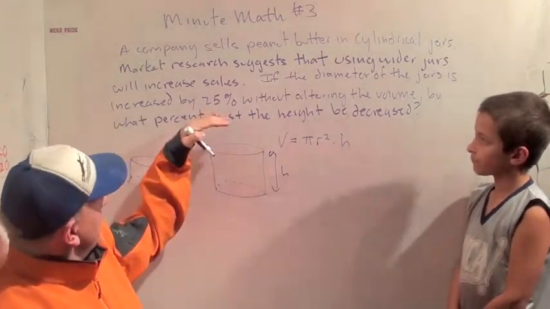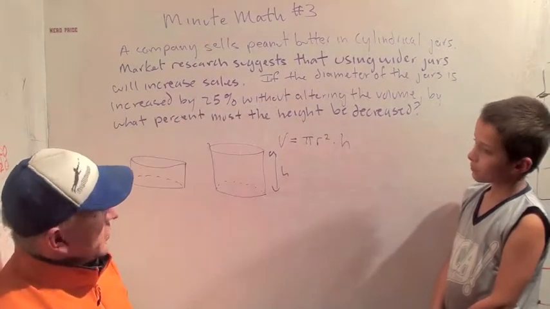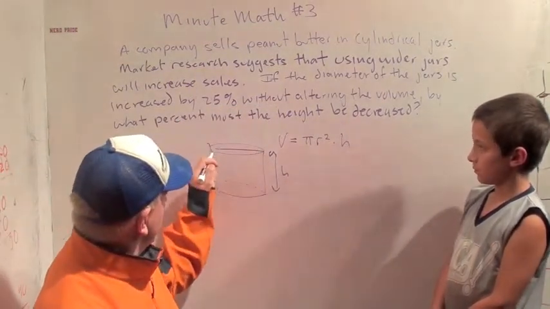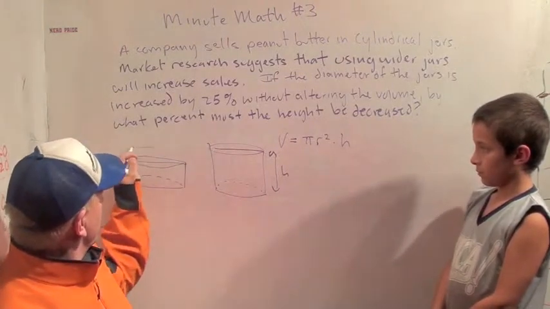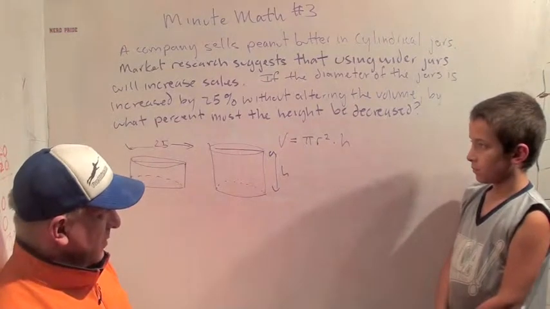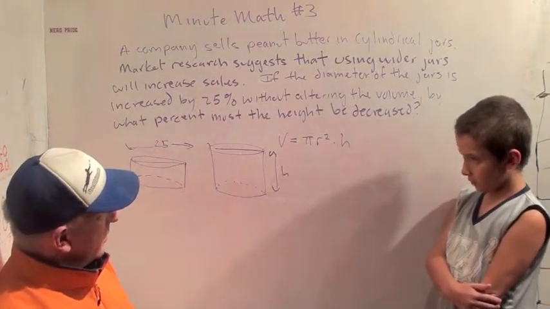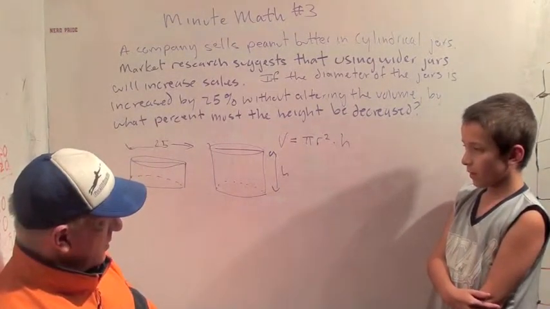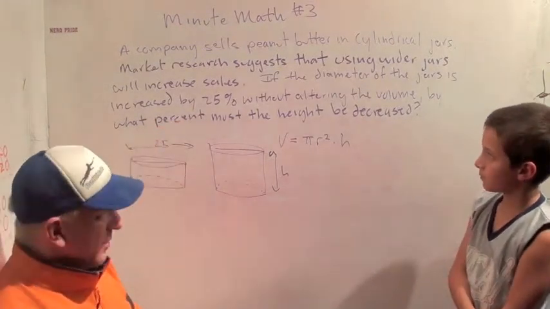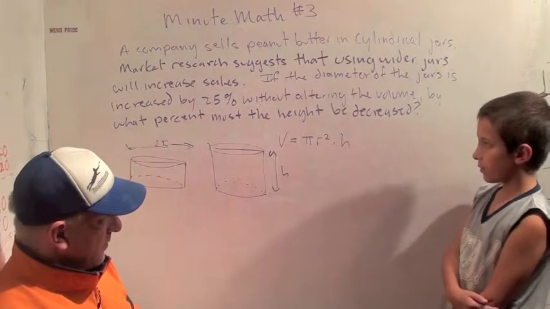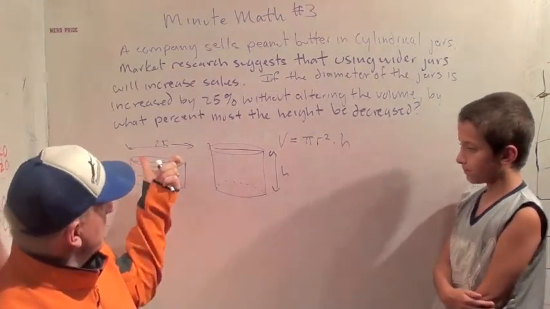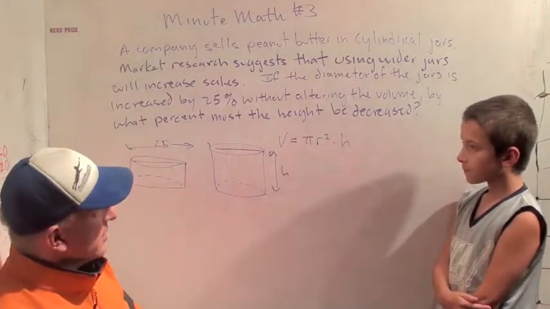Now, if you make the diameter 25% bigger, what happens to the radius? So here's the diameter, and if you make that 25% bigger, what do you think happens to the radius? Well, the radius gets bigger also, by 25%. What's the relationship between the radius and the diameter? The diameter is 2 radiuses. So if you make the diameter 25% bigger, you make the radius 25% bigger.